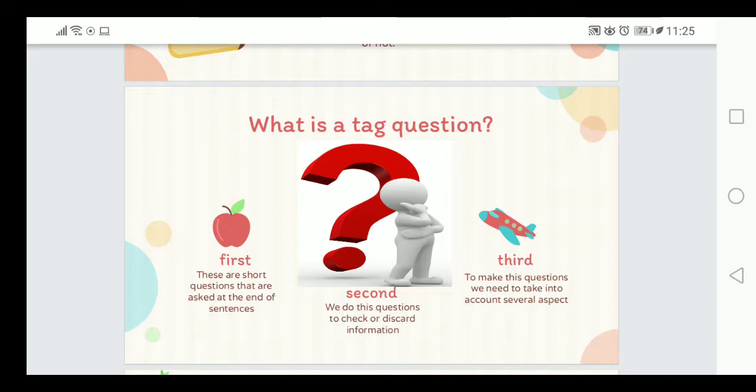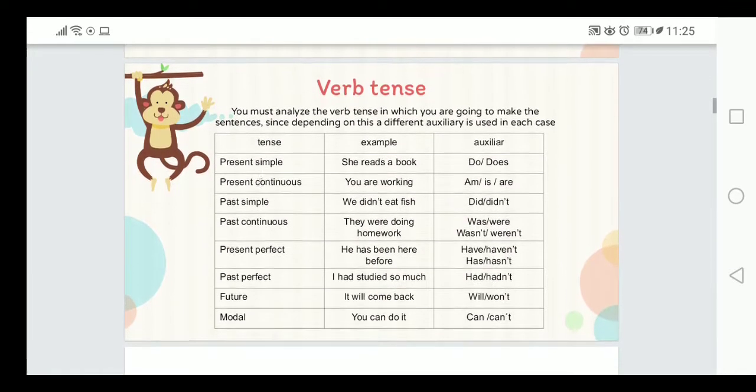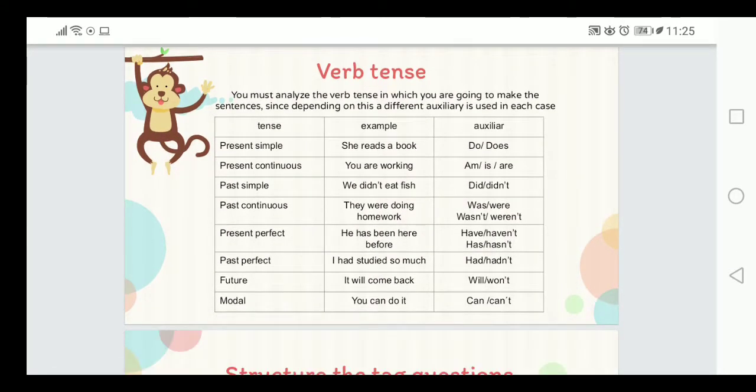Second, we do these questions to check or discard information. And third, to make these questions, we need to take into account several aspects. The first is verb tenses. As you know, each verb tense has an auxiliary. In the present simple and the past simple, in the affirmative sentences, we don't use an auxiliary, but the auxiliaries are do, does, don't, doesn't, didn't, or did.